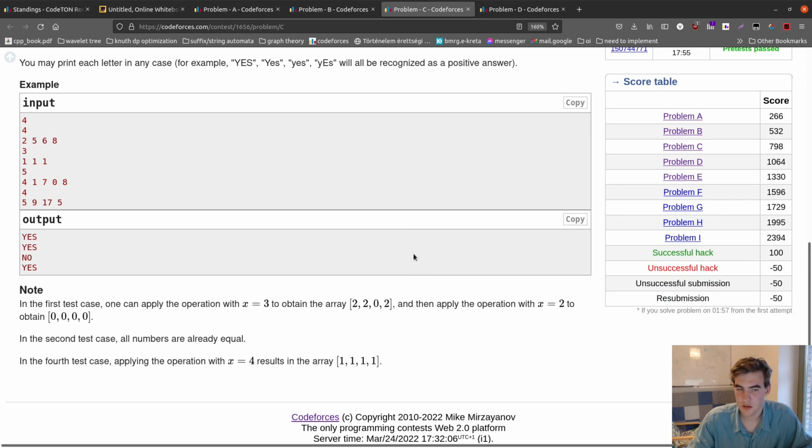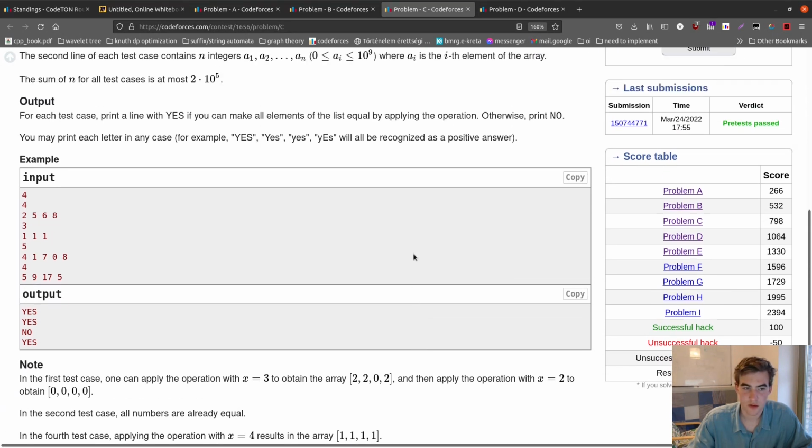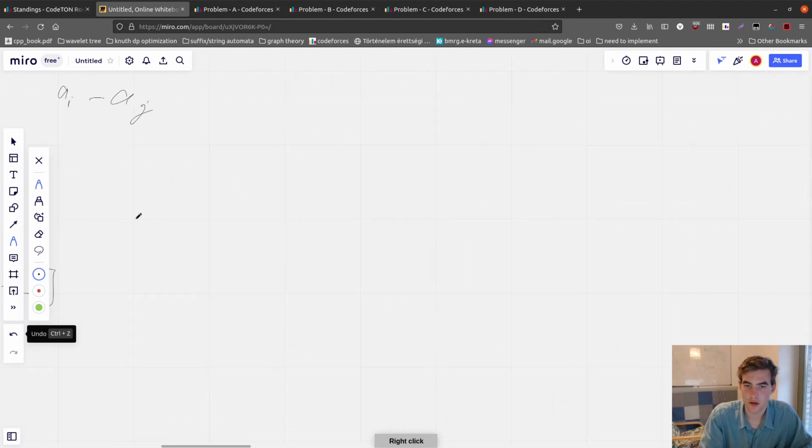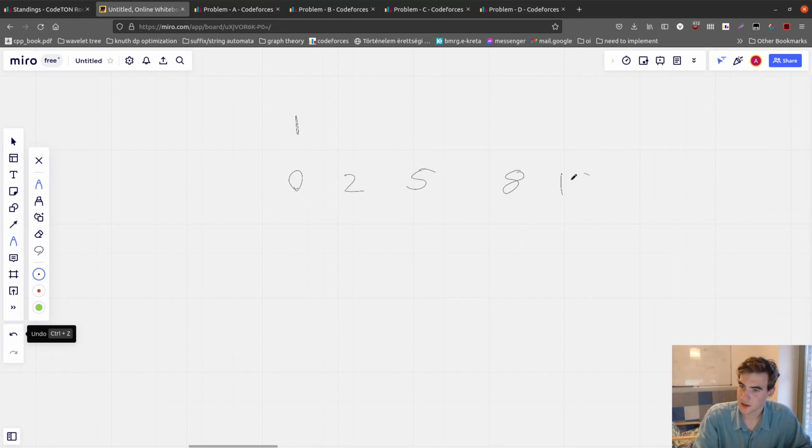So this problem is a bit more tricky. I'll try to explain it. Basically, the first thing I noticed is that if the array doesn't contain the number 1, then I can always find a solution. Basically, let's say it looks like 0, 2, 5, 8, 16.